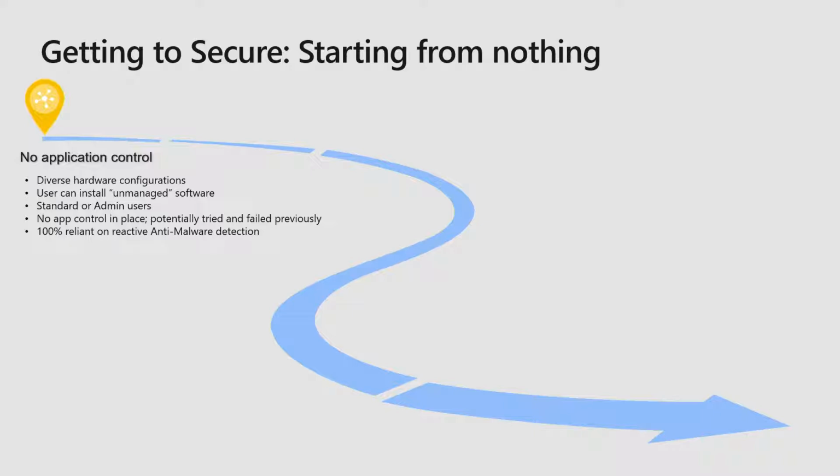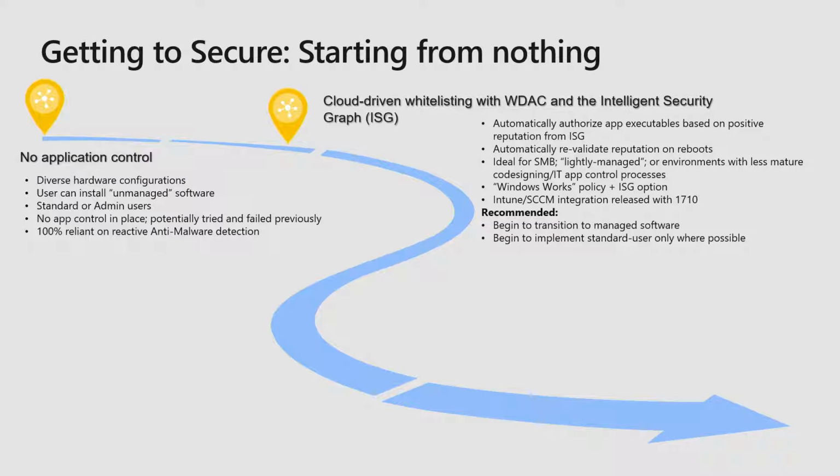So what we want to do is introduce technologies that allow you to start down that journey and get to a truly secure world. And the first step along that way is the main topic of this session, which is using a technology called the Intelligent Security Graph. Beginning with the RS3 release of Windows 10, we added the option for you to deploy Windows Defender App Control with this ISG option turned on.